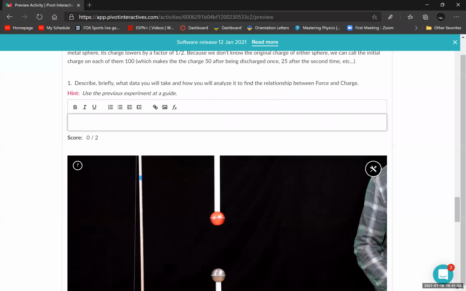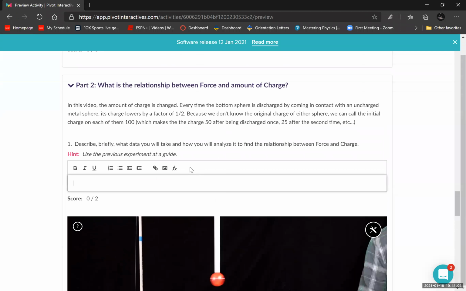Okay. So here's another experiment which says in this video, the amount of charge is changed. Every time the bottom sphere is charged by coming in contact with a charged metal sphere, its charge lowers by a factor of 1/2. All right, so because we don't know the original charge of either sphere, we can call the initial charge on each of them 100, which makes the charge 50 after being discharged once, and then 25 after the second time, and so on and so forth.